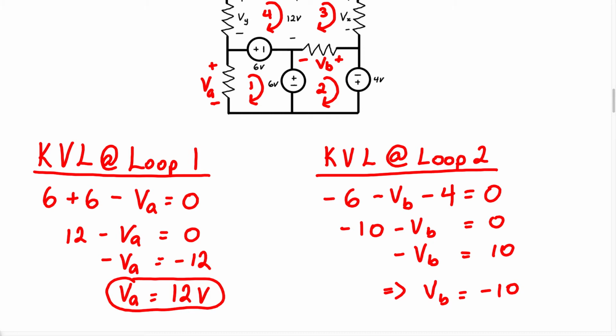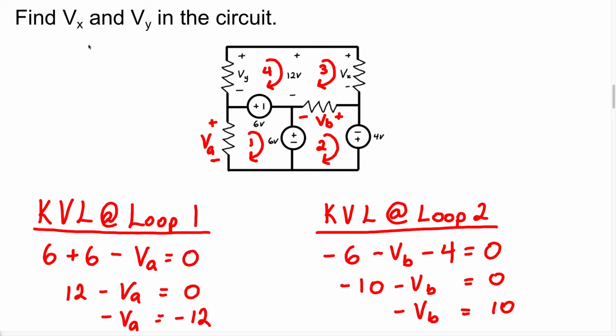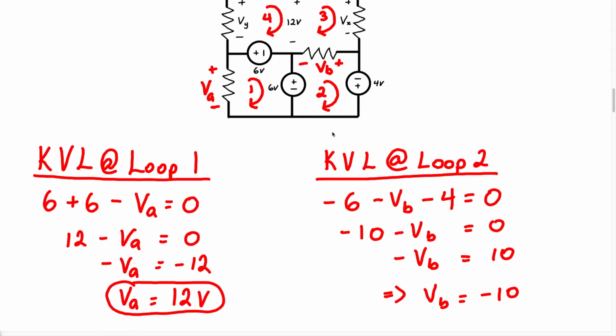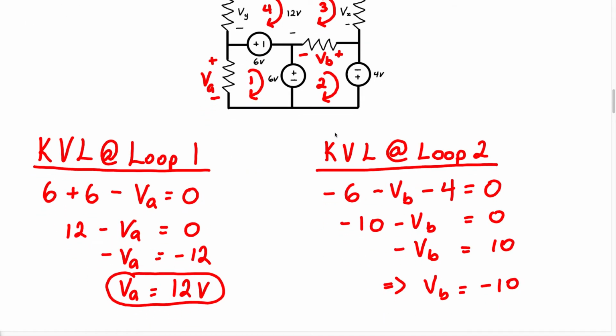So once again, this is not a part of the question. They want us to find Vx and Vy. But now that we know the voltage across this resistor, it might be helpful to us, right? It might be helpful. So I'm just going to circle it.